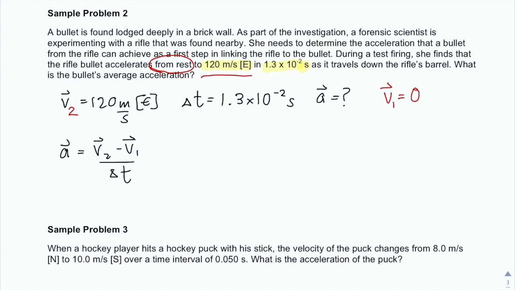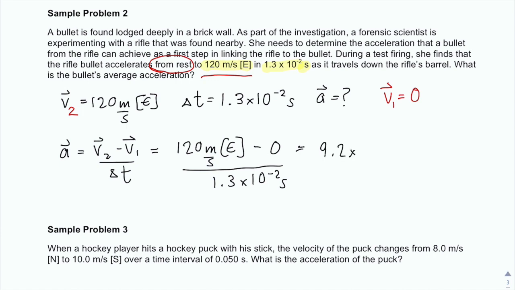So let's substitute these values. v2 is 120 meters per second east, v1 is 0, and the elapsed time is 1.3 times 10 to the power of negative 2 seconds. Simplify this with your calculator, and you will be left with 9.2 times 10 to the power of 3 meters per second squared east. Notice this is a large value for the acceleration, and that makes sense.